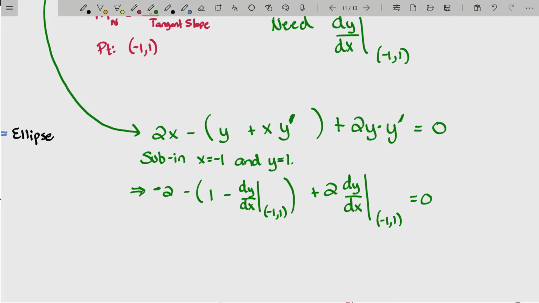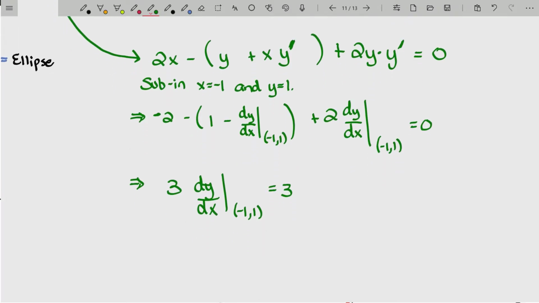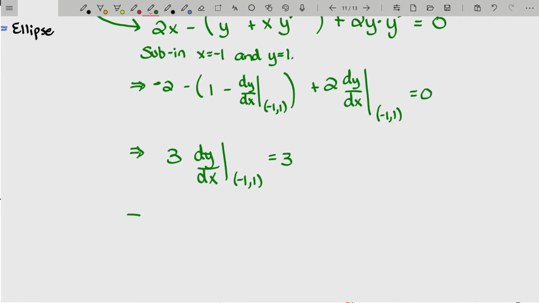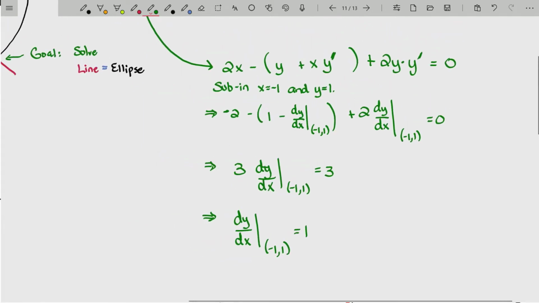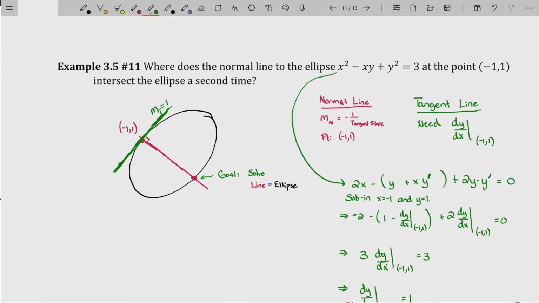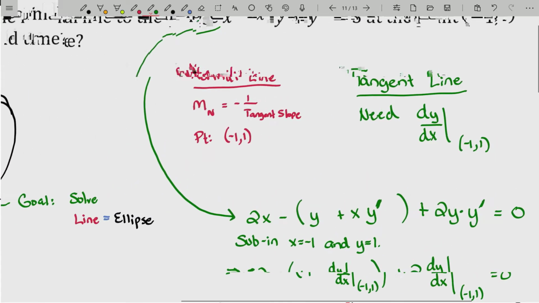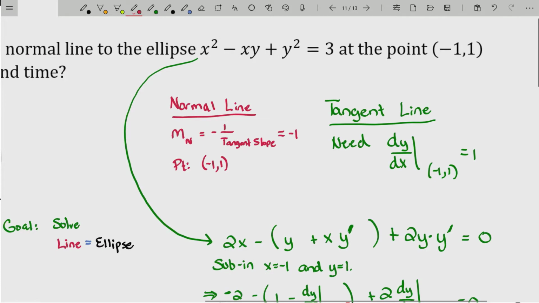I would move that to the other side. And collecting like terms and all the fun stuff, you get 3 dy/dx at (-1, 1) is equal to 3, or in other words, dy/dx at (-1, 1) is equal to 1. So we know the slope of the tangent line at that point is 1. And therefore, the slope of the normal line equals -1 over 1. I should write that in red, because it's the opposite reciprocal.